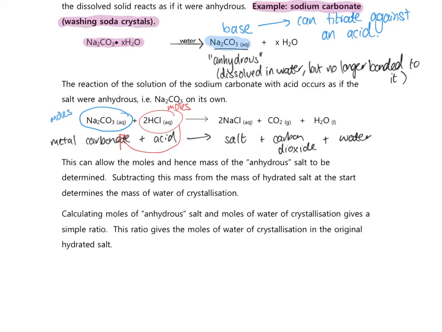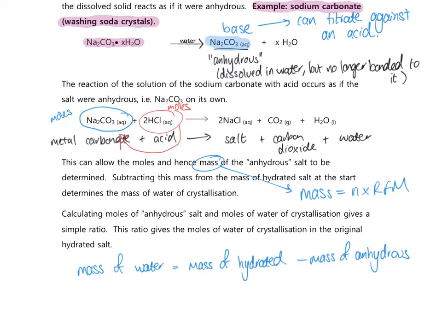Once we have our number of moles of sodium carbonate, we can determine the mass simply by using the equation mass equals n times RFM. Once we've got the mass of our anhydrous salt, then we can work out the mass of water within our original sample, because we will know our mass of hydrated salt that we measured out at the start. Then we can take away the mass of the anhydrous salt, which we've just determined from our titration. And the difference between those two masses is going to be the mass of water.